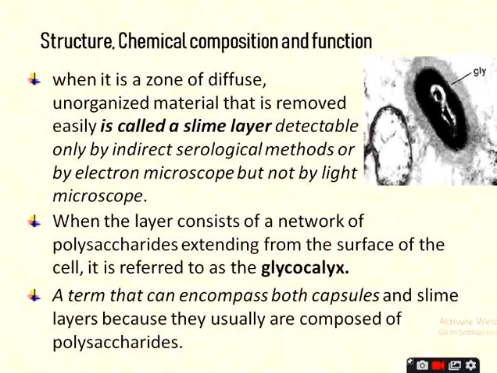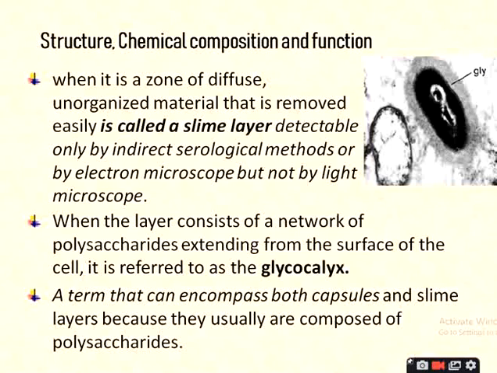Generally, the capsule and slime layer are composed of polysaccharides. In one the layer is thick, and that thick layer is visible under a compound microscope, and that is called a capsule. The layer which is not visible, that means the layer is very, very thin, is only visible in the electron microscope, and that is called a slime layer or S layer.